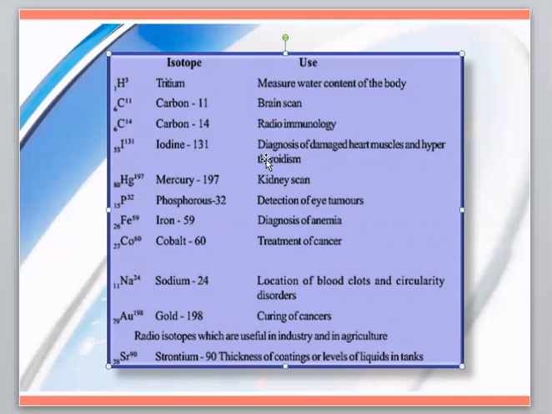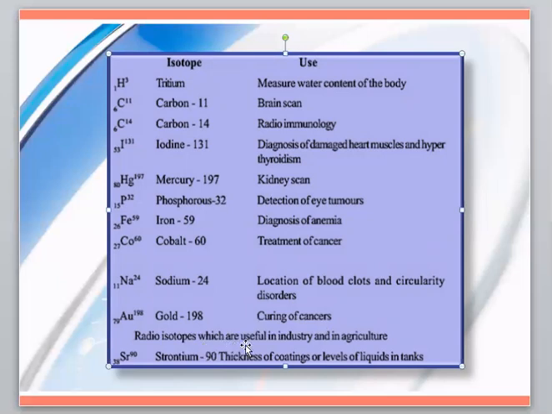Iodine 131 is also used in the diagnosis of damaged heart muscles and hyperthyroidism. Mercury 197 can be used for kidney scanning. Phosphorus 32 is utilized for the detection of eye tumors. Iron 59 is used for the diagnosis of anemia. Cobalt 60 is best used for the treatment of cancer. Sodium 24, location of blood clots and circulatory disorders. Gold 198, curing of cancer.